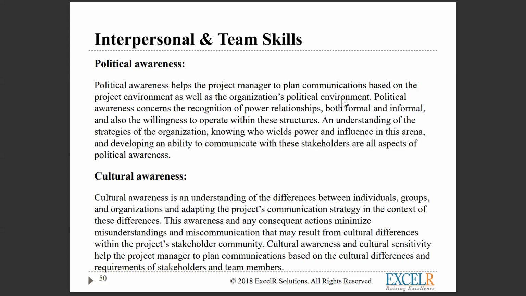So as I told you, political awareness and cultural awareness, you should be aware of that. You know the culture, Saudi culture, how it is. In India, if you're executing, how the culture is. It matters a lot when you're executing a project. And political awareness is also very much important while executing the project.